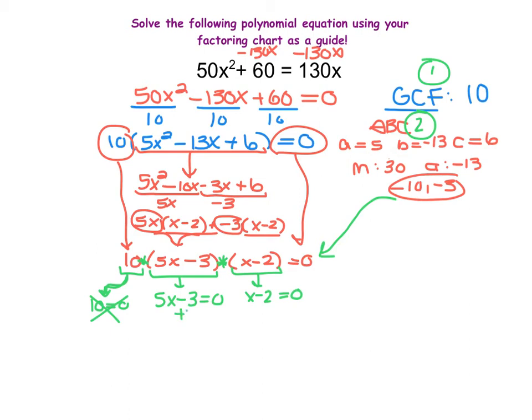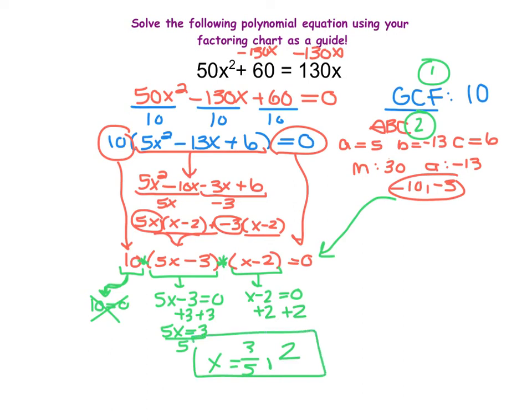Then from here, I'm going to solve this little mini equation. So I have 5x is equal to 3, divide by 5. So I find that one option for x is that x is equal to 3 over 5. Now if I focus on the third little mini equation, I add 2 to each side, so I get a second value for x of positive 2. So here I found 2 values for x that will make this equation up here true.